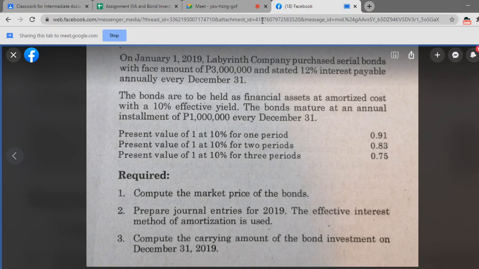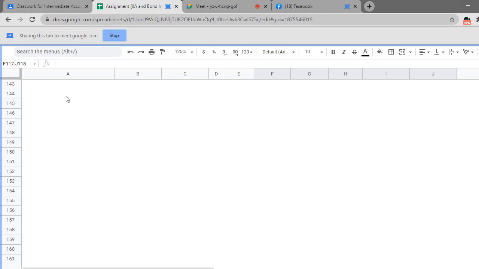Now, let's compute. PV of principal plus PV of interest. Your principal is again 3 million. Tama? Kaso, serial kasi siya. So, yung magagamit natin na formula is expanded formula dun sa term bonds. So, let's have year 1 muna.